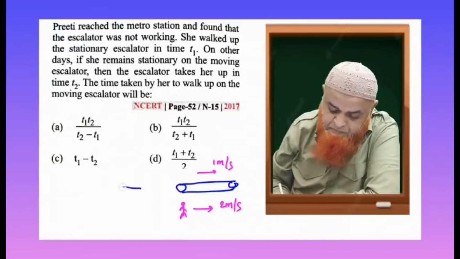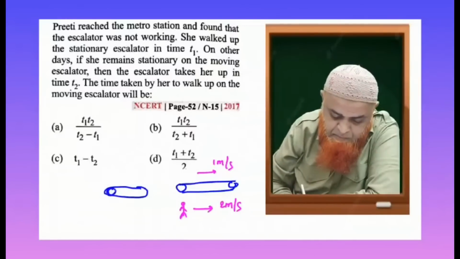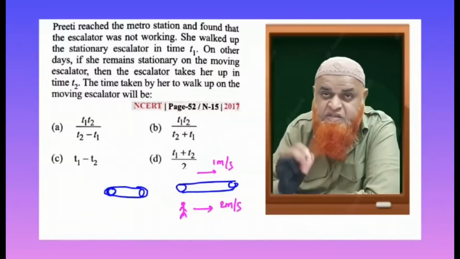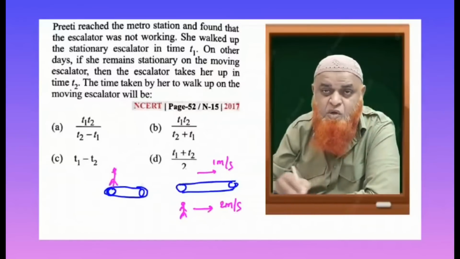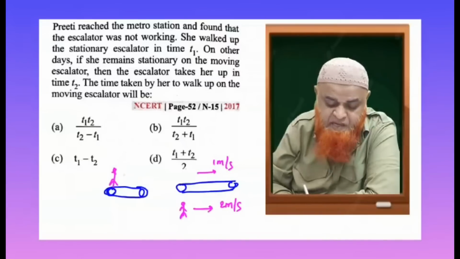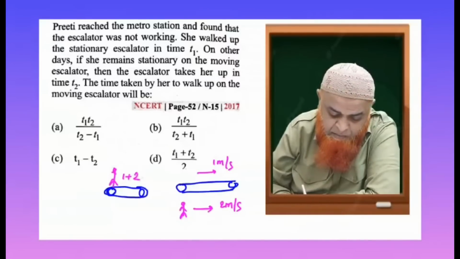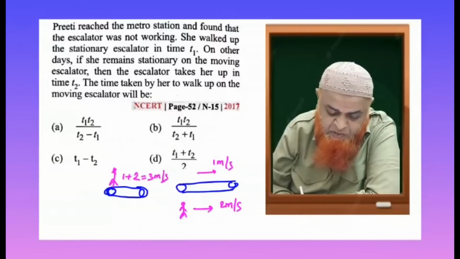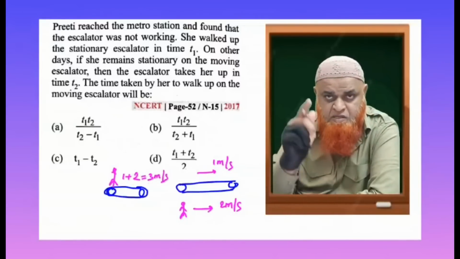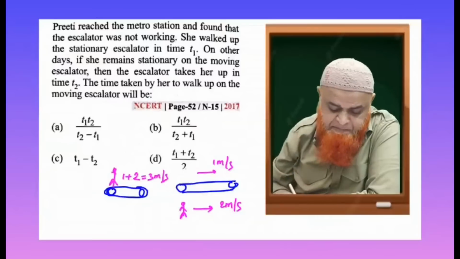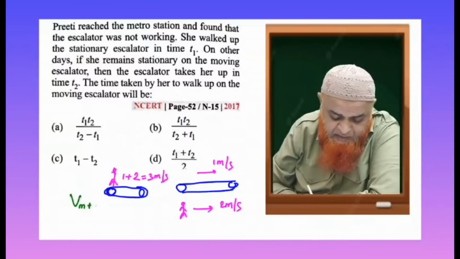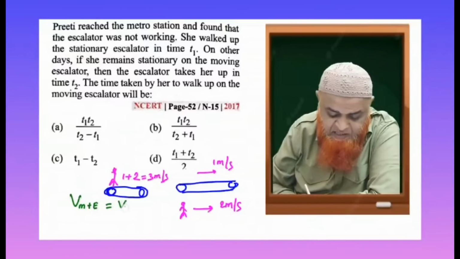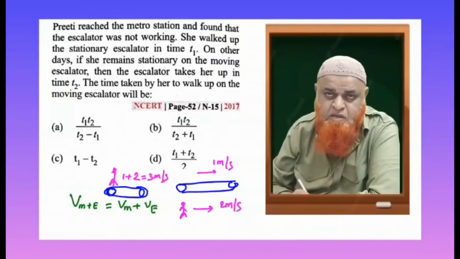Now here, if the same man walks on an escalator which is already having a speed of 1 meter per second, then this 1 plus his speed, which is 2, is going to become 3 meters per second. Hope you have understood this strategy. Small concept here. With this, it is understood that speed of man plus escalator is equal to speed of man plus speed of escalator, both combined together.